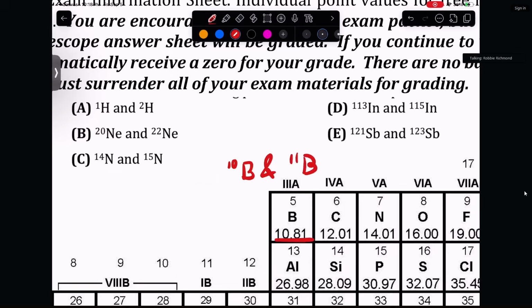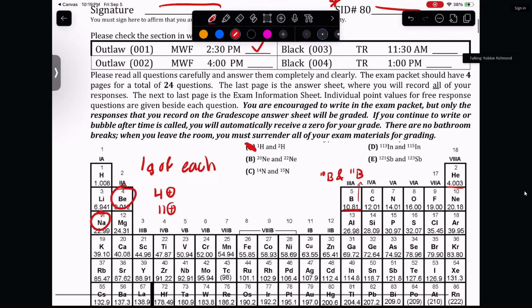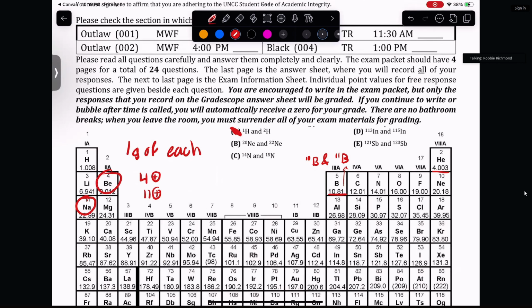We see that the average atomic mass is 10.86, so that is telling me that between these two isotopes, boron 11 is going to be heavier just because that average between the two is closer to 11 rather than 10. Using that same principle, let's look at all the other answer choices. Helium, that is 1.008. Nope. The first isotope is more abundant. Let's look at B, neon, 20.18. That is very close to that first option.